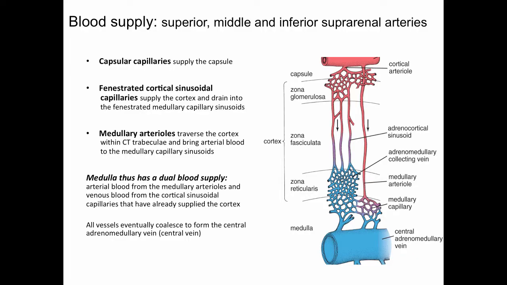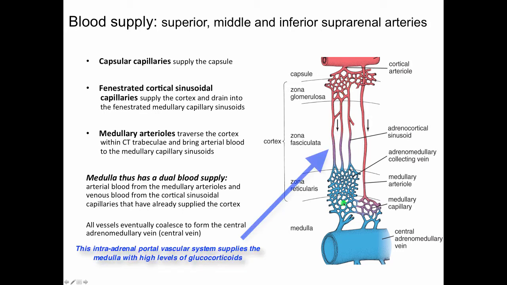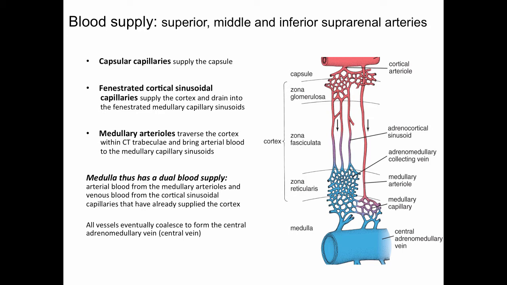The blood supply, the superior, middle, and inferior suprarenal arteries, as we told you, supply the adrenal gland. There are capsular capillaries that supply the capsule itself. Then there are fenestrated cortical sinusoidal capillaries that supply the cortex, and these capillaries are going to drain into the fenestrated medullary sinusoidal capillaries. There's also medullary arterioles that transverse the cortex. They're within connective tissue trabeculae, and they bring arterial blood directly to the medullary capillary sinusoids. So the medulla in the adrenal has a dual blood supply. It gets arterial blood from the medullary arterioles and venous blood from the cortical sinusoidal capillaries that have already supplied the cortex. Now, all of the blood vessels in the adrenal are eventually going to coalesce to form the central adrenomedullary vein, or the so-called central vein.